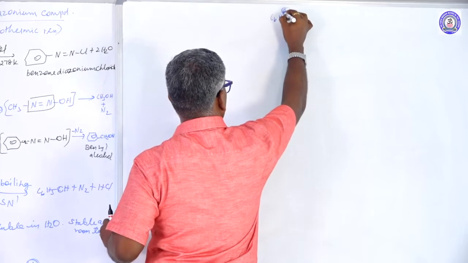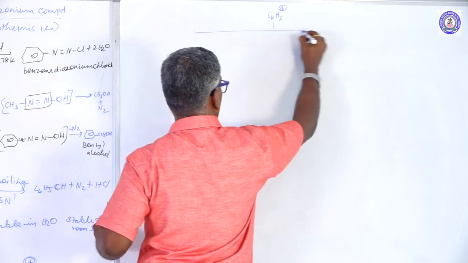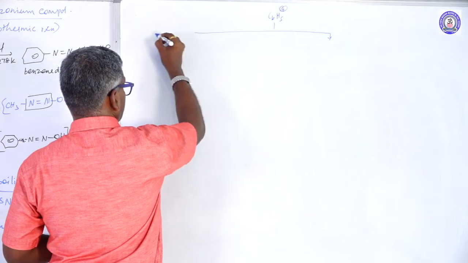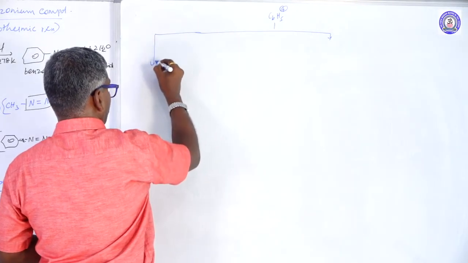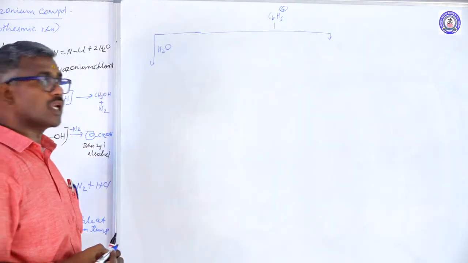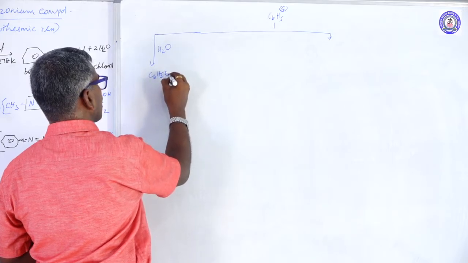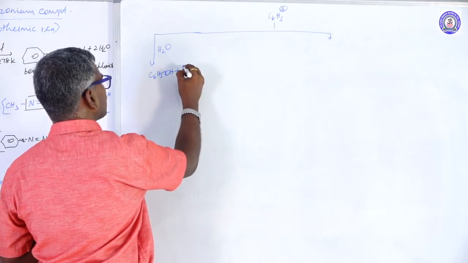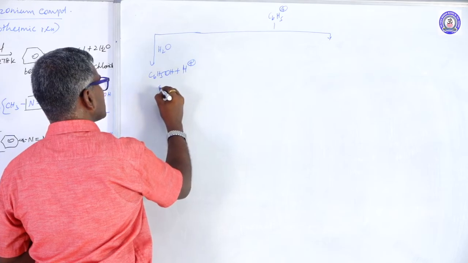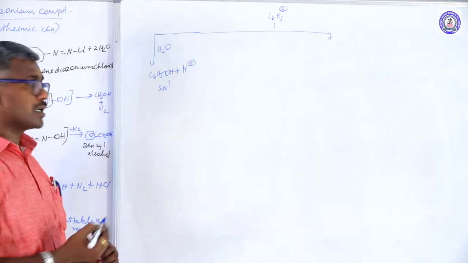The C6H5 plus phenyl carbocation first reacts with water. Water acts as the best nucleophile attacking this carbon to form C6H5OH with removal of H plus. This reaction involves the SN1 mechanism, forming phenol.